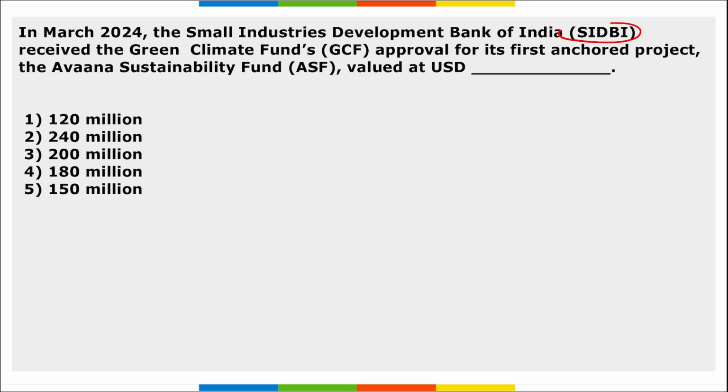Next, SIDBI, that is the Small Industries Development Bank of India, they have received the Green Climate Fund's approval for the first anchored project, that is Avana Sustainability Fund, that is valued at $120 million. Correct? Take a note of this.